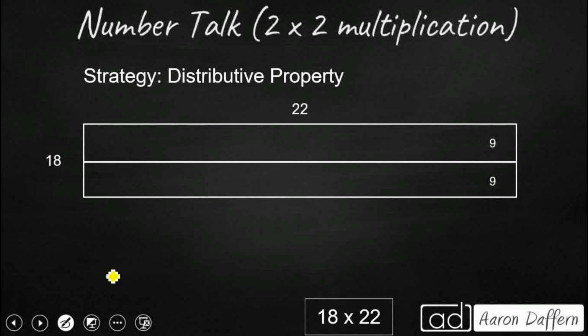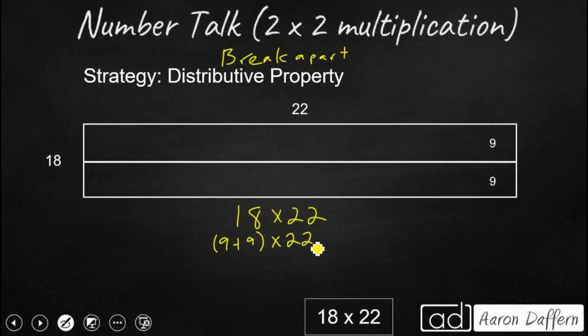What this does is the distributive property lets us break apart one of our factors, and we end up looking at some partial products. We just do some smaller multiplication, we add it together. So let's see what that looks like here. We took our 18 times our 22, and if you notice, we took our 18 and we split it up into 9 plus 9. So we're going to do two smaller multiplications instead of that big one, because 18 times 22 is a bit big to do in our head.